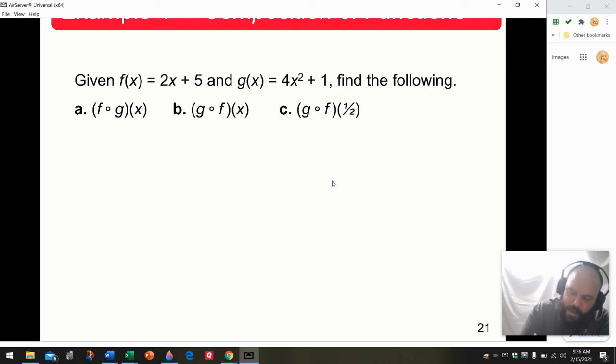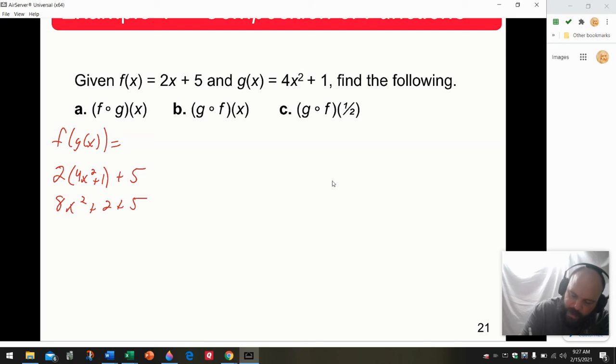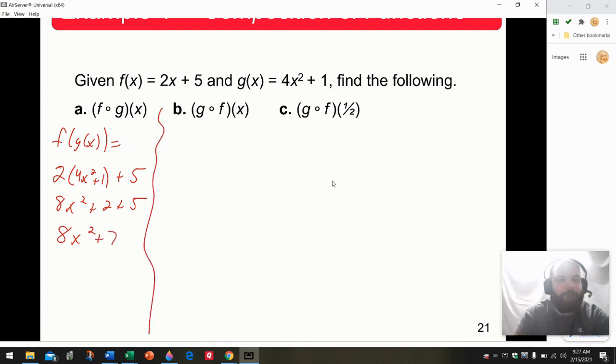Okay, so we're going to do f of g of x. So you can see, once again, the f is the outer function and the g is the inner function. So I'm going to start with the outer one. I'm going to set it up kind of as my outline, 2x plus 5. In place of the x, I put a set of parentheses. And then within that set of parentheses, I'm going to write g of x, which is 4x squared plus 1. Now the 2 would be distributed, so we would be left with 8x squared plus 2 plus 5, and 2 plus 5 is 7, so it's 8x squared plus 7. And there we go. It's all done.